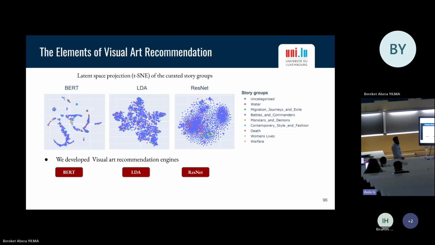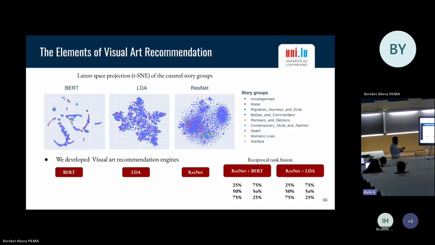So why don't we combine them? The first thing we did was use rank fusion, reciprocal rank fusion, which basically uses pre-trained models separately and then fuses the recommendations together. So you can decide what percentage of the recommendations are coming from each engine and then see what works best. Maybe in some cases, 75% of the semantics is captured by the textual description and the remaining can be captured from the visual component, but we are fusing rankings. We are not capturing these embedded features together.